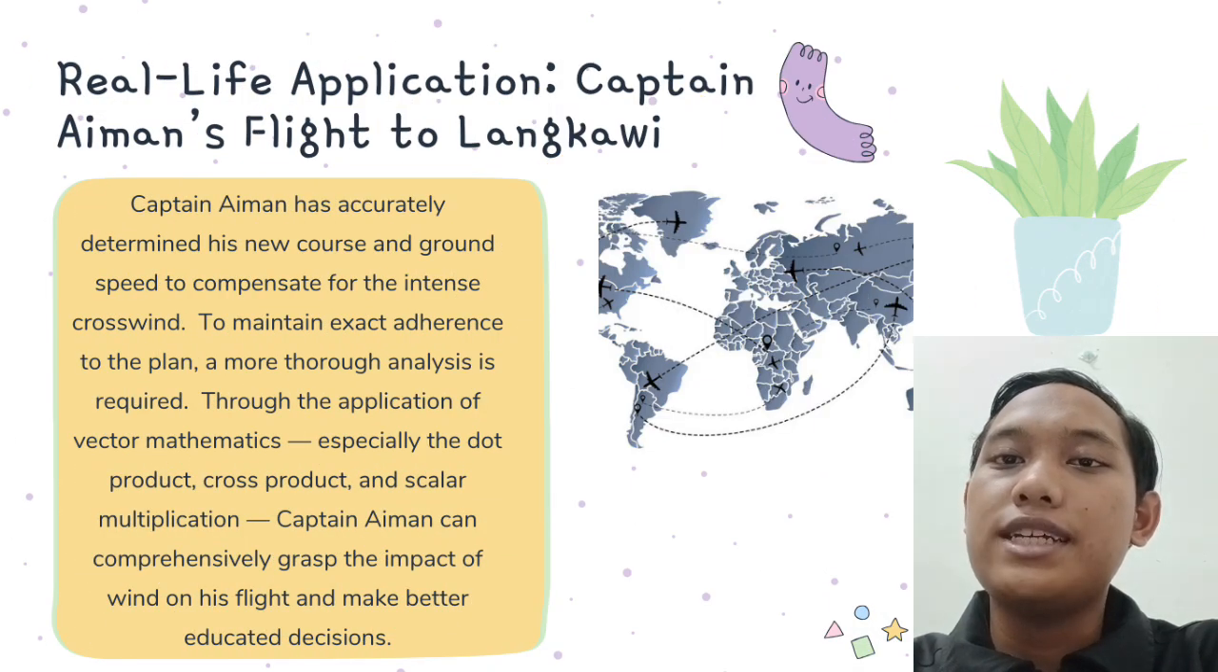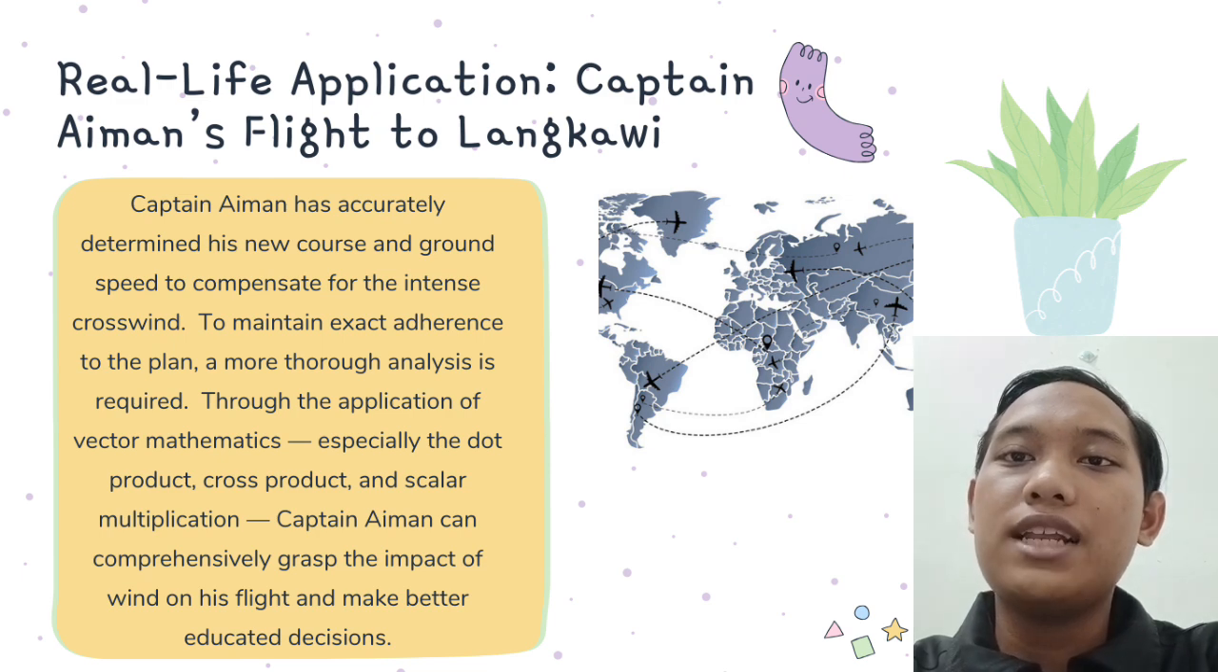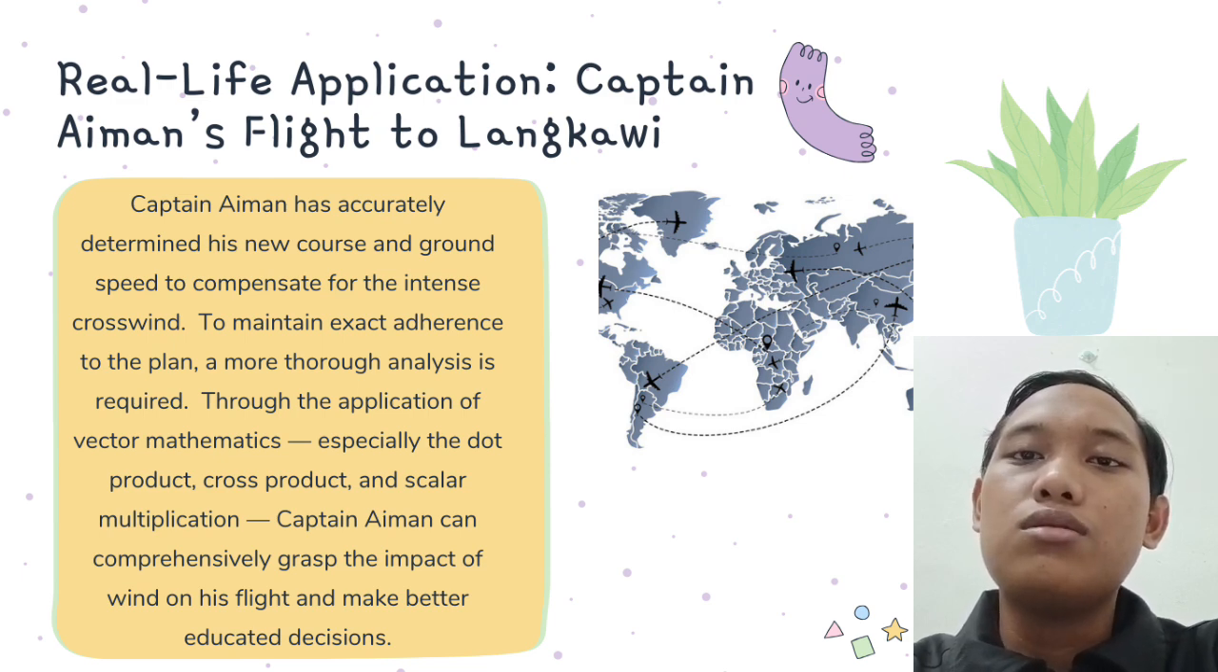Okay, we go through to the next question. For this question, Captain Aiman has accurately determined his new course and ground speed to compensate for the intense crosswind. To maintain exact adherence to the plan, a more thorough analysis is required. Through the application of vector mathematics, especially the dot product, cross product and scalar multiplication, Captain Aiman can fully understand the impact of wind on his flight and make more informed decisions.